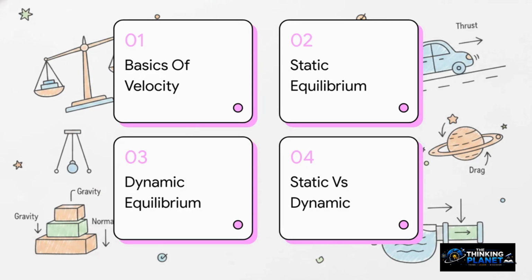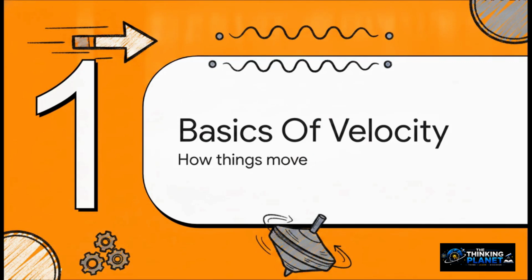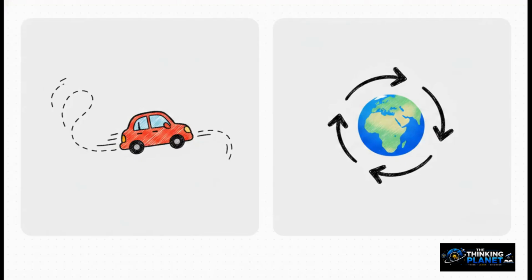We'll start with the basics of velocity, then define static equilibrium, move on to dynamic equilibrium, and finally compare the two side by side. So, Part 1: the basics of velocity. Just as a super quick refresher, before we get into the weeds of equilibrium, we generally split velocity into two distinct camps. You've got translational velocity, which is basically movement along a straight or curving path. And then you've got rotational velocity, which is moving continuously in a cyclic or circular path.